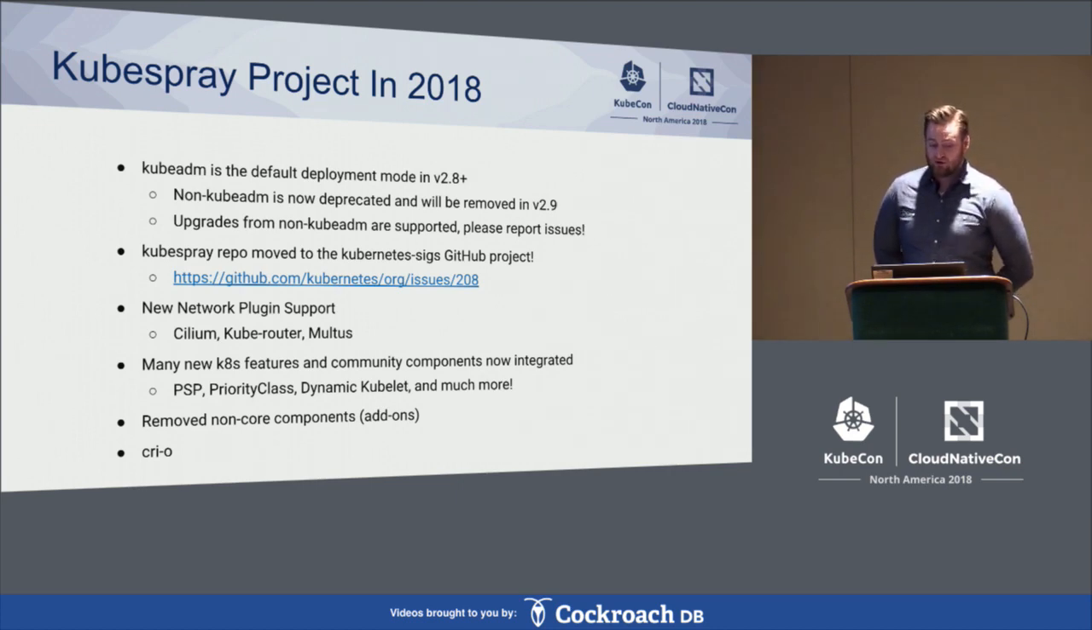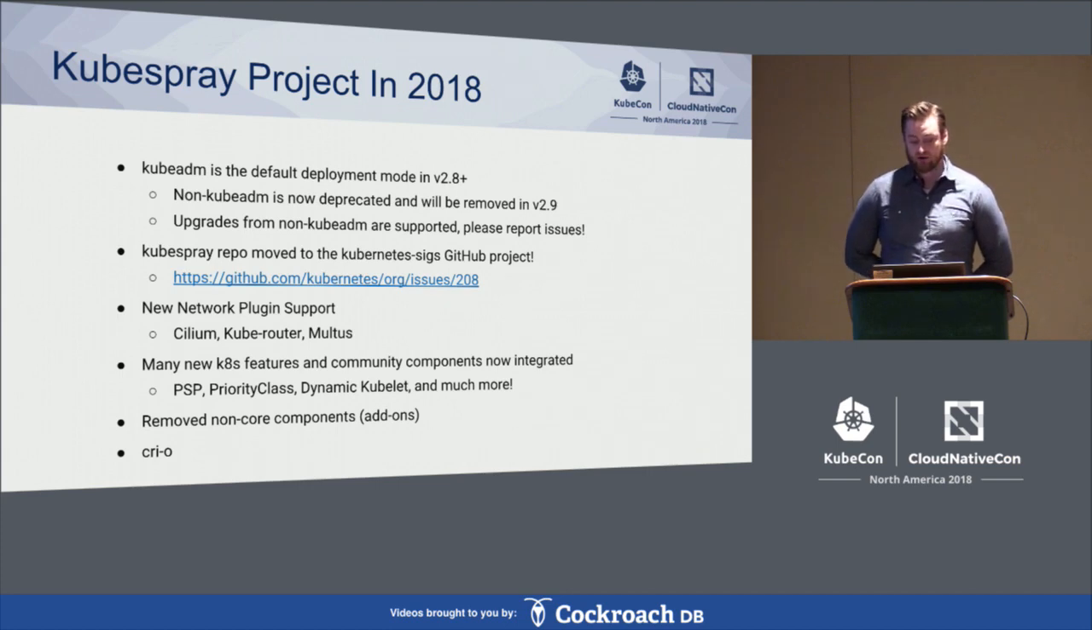We added a variety of new network plugins: Cilium, KubeRouter, and Multus. Those last two are interesting because they're fundamentally different from the others. KubeRouter is also a kube-proxy replacement, and Multus allows the user to select which network plugin they'd like to use. So those provided some fun challenges.